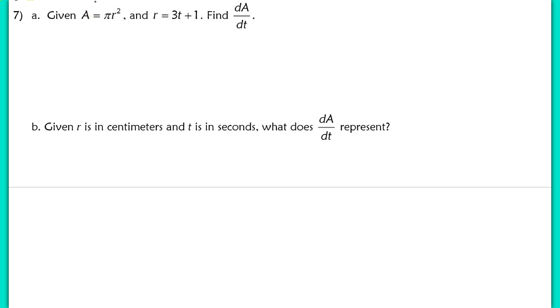All right, in our very last example, we are given two separate functions. A is equal to pi r squared, and r is equal to 3t plus 1. We are supposed to find the derivative of A with respect to t. However, A is not in terms of t. So we can approach this two different ways.